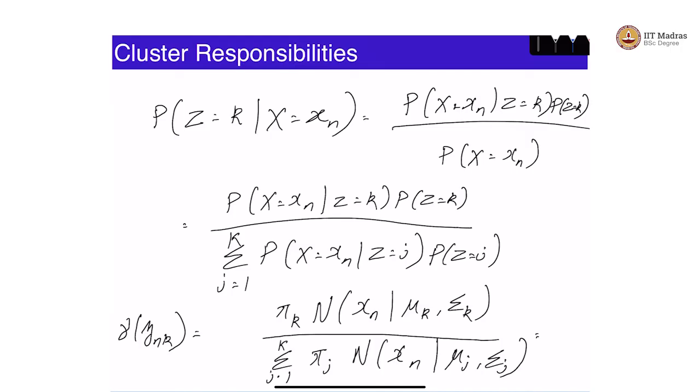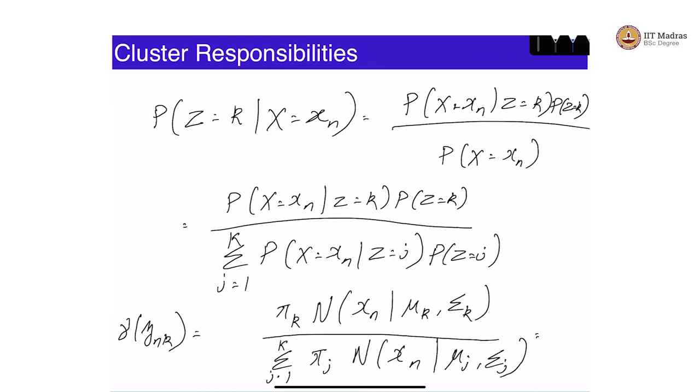Let's take that simple case first. Technically, gamma of z_nk can be any number between 0 and 1, but it has to sum to 1. If you sum over k equal to 1 to capital K, gamma of z_nk should be equal to 1. But for simplicity's sake, let's say gamma of z_nk is exactly equal to 1 for just one k, and for every other k it's 0. That means that every data point is assigned to just one cluster. So let's take that extreme case.